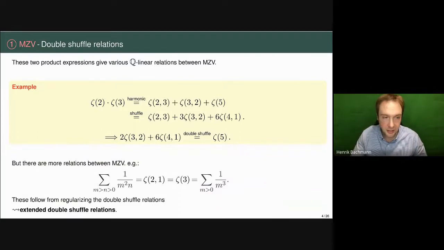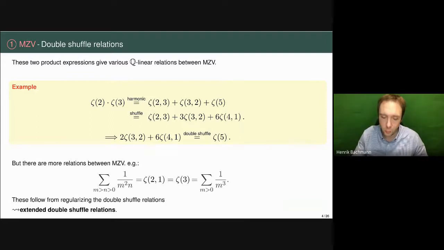And here is one explicit example. If I take the slide from before and choose the numbers 2 and 3, then the harmonic product is this, and the shuffle product is this. And therefore, we get this linear relation here. And this gives a big family of Q-linear relations among these real numbers. But already Euler noticed that there are a little bit more. For example, Euler showed that zeta 2 equals zeta 3, which cannot come from this type of multiplication, because then I would need to multiply zeta 1 with zeta 2, and zeta 1 doesn't converge.